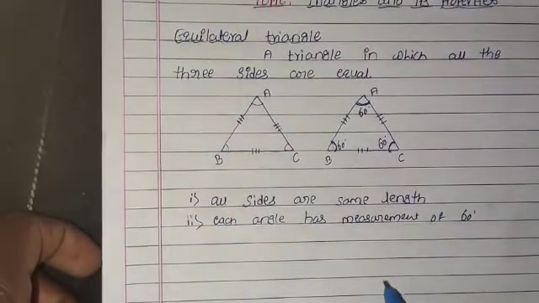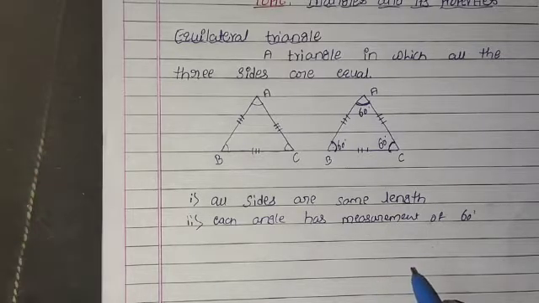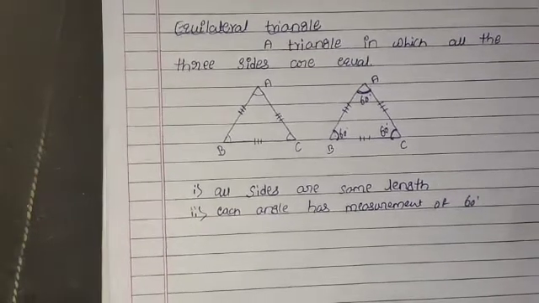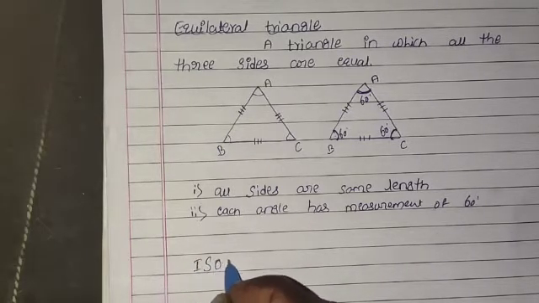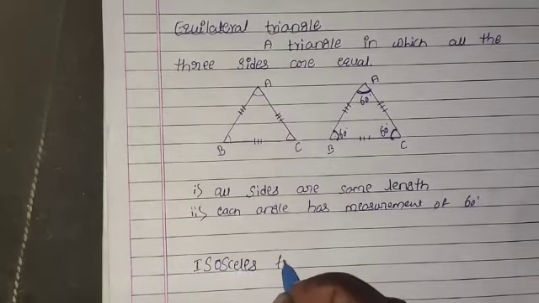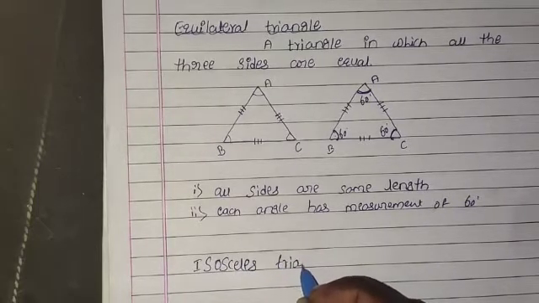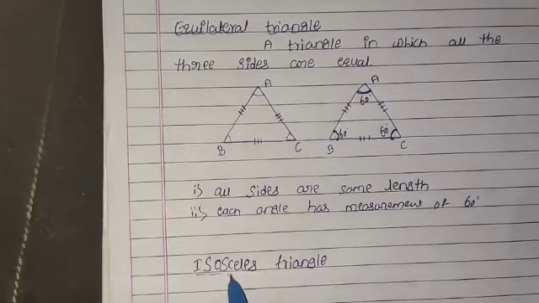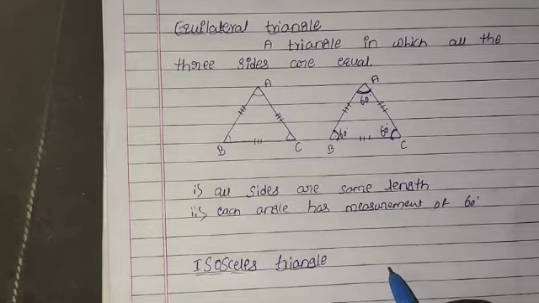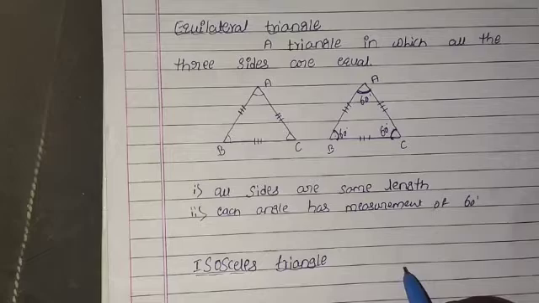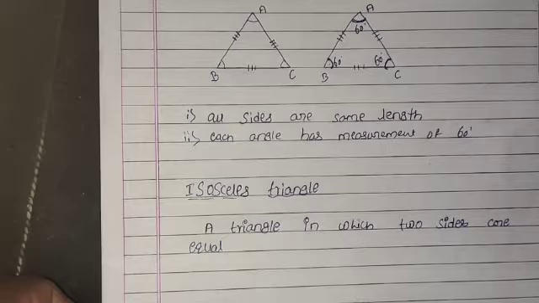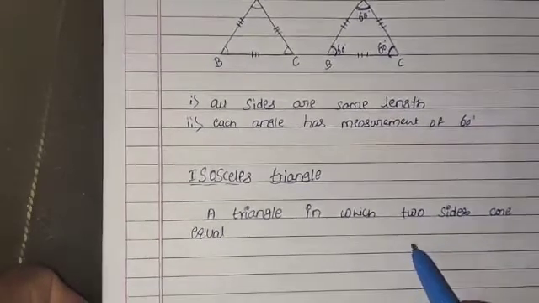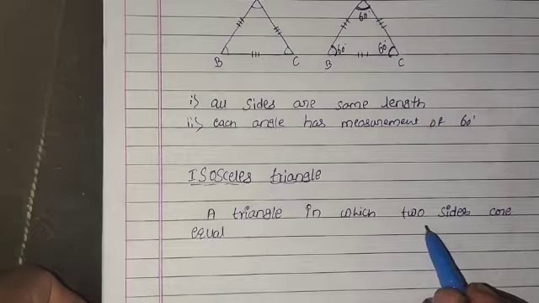If a triangle has two sides equal, then we call it an isosceles triangle. What is the speciality of an isosceles triangle? What do you mean by isosceles triangle? A triangle in which two sides are equal is called an isosceles triangle. I already discussed this at the beginning of the chapter.